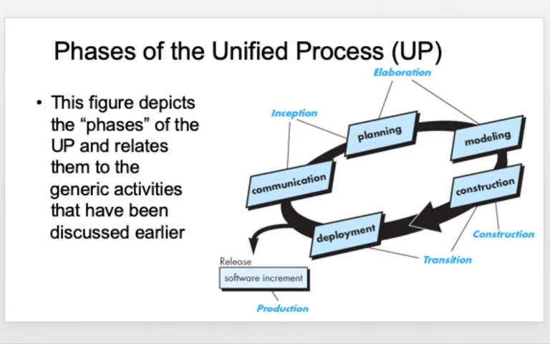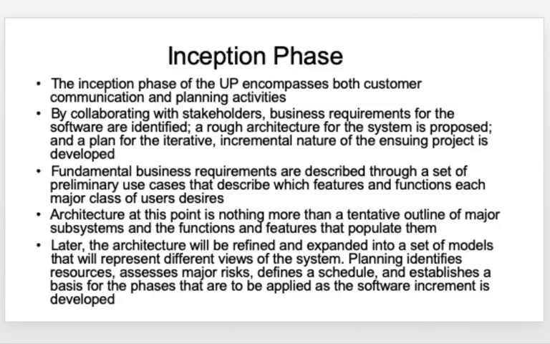This picture depicts the phases of the unified process model, and there is no change to the generic process framework. It has communication, planning, modeling, construction, and deployment. So all these five phases of the generic process framework can be mapped to different names. The first one is called the inception phase. Inception means starting or beginning, which starts with customer communication and planning.